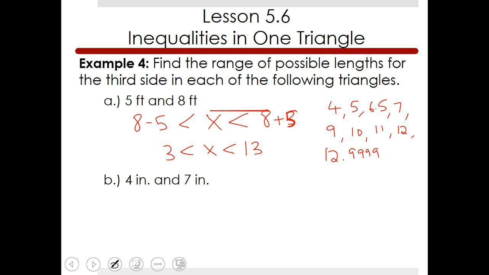So let's try the last one. Again, I want to find possible numbers that can be answers. I'm going to do 7 minus 4. Again, it's a big number minus a small number. And then adding, it doesn't really matter. So 3 and 11. So it's any number more than 3 and less than 11.